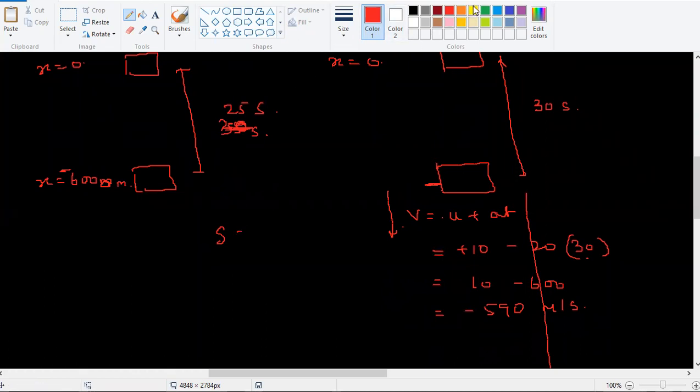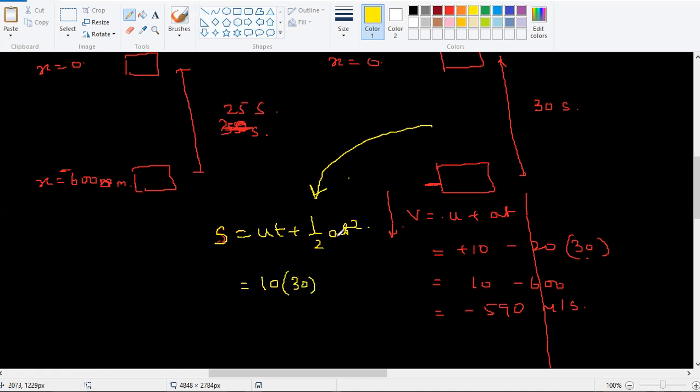Anybody have the answer for that? S is equal to ut plus half kt square. Yeah, so minus 590 into 70. Okay, so initial velocity is plus 10. No, I'm talking about this region, this displacement. Oh, okay, I think you are talking about initial velocity minus 590, which means you are talking about the second part. I'm talking about the first part. So 10, time taken is 30 seconds.